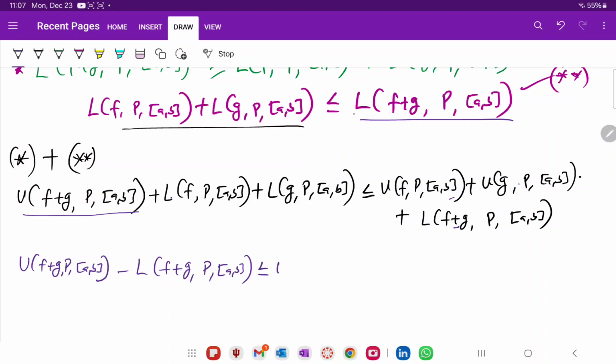Now what do we have? We have UF P A comma B. Then we have this minus the lower Riemann sum this. Then we have this U G P A comma B. Then finally we have this.